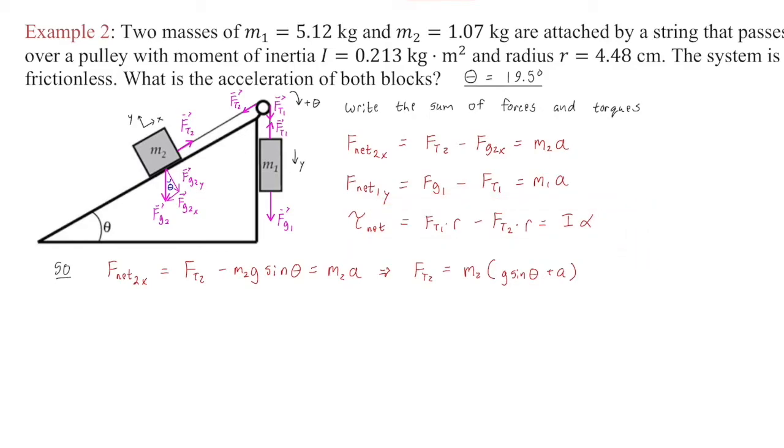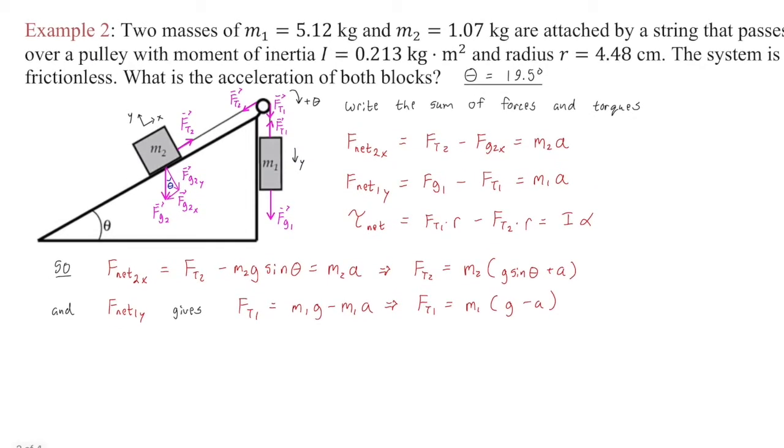Okay. So using F net 2x, I find that Ft2 is m2 times g sine theta plus alpha. It makes sense that it's positive, because the greater the acceleration, the greater the tension acting on m2. And then using the sum of forces in the y direction on block 1, I'm going to solve for Ft1, the other tension. I know it's weird having two tensions, right? And this one is just going to be m times g minus a. This is what the total tension would have looked like before, when there was just a single tension because the pulley was massless. I know I keep saying that, but we're used to doing it that way.